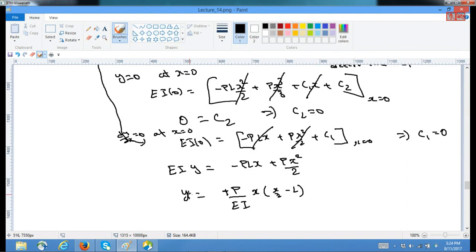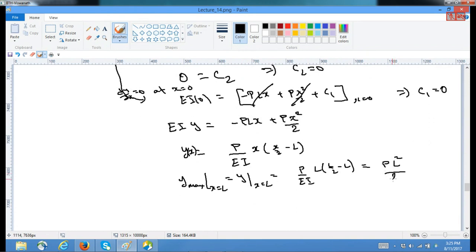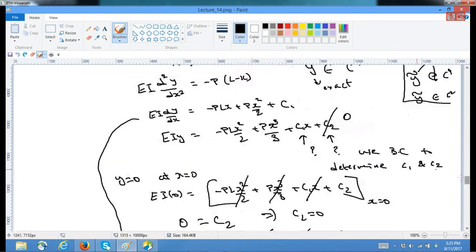So the solution y of x is P by EI x into x minus L by 2. So we know that the maximum deflection occurs at x equal to L. So what I will do, I will substitute, y max occurs at x equal to L. I'm sorry about it, I made a mistake. I made a small error. So this is not y of x. For y of x, I need to use this statement with c1 equal to 0 and c2 equal to 0. I used the wrong statement. I'm sorry about that.